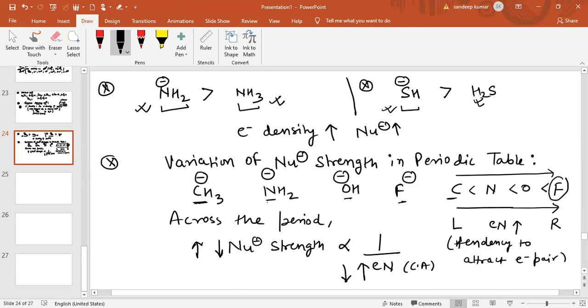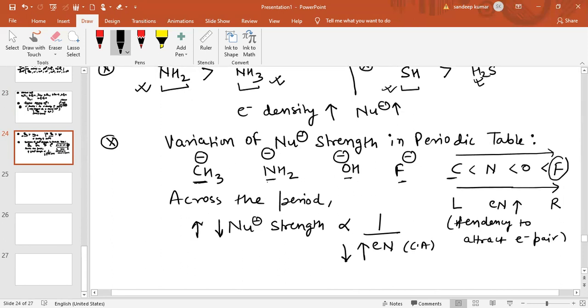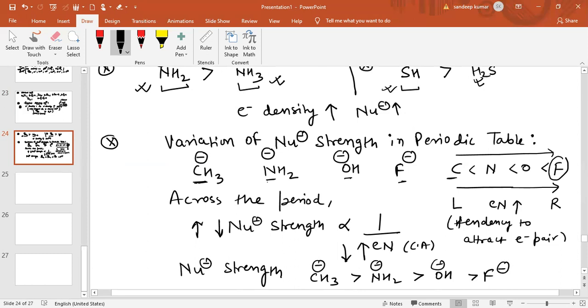So the order of nucleophilic strength will be CH3 negative, then NH2 negative, then OH negative, and then F negative. This is the correct order of strength of nucleophile. So this is basically the variation of nucleophilic strength across the period.